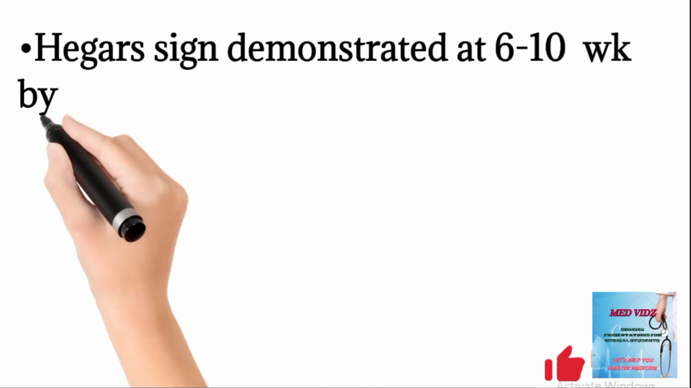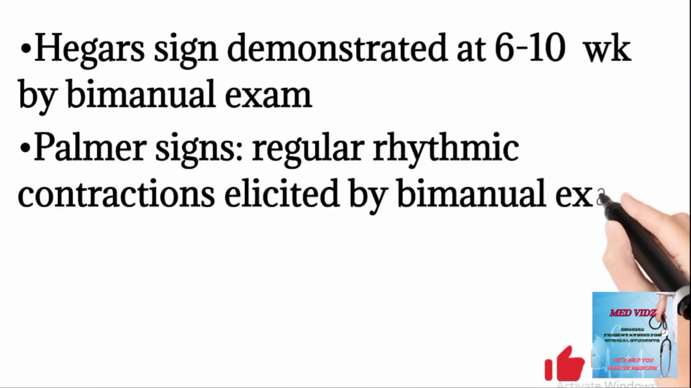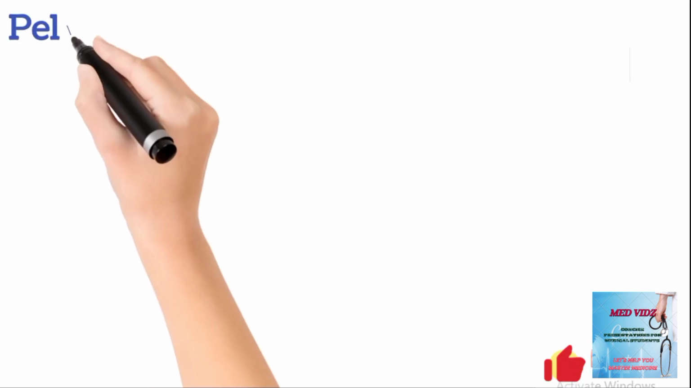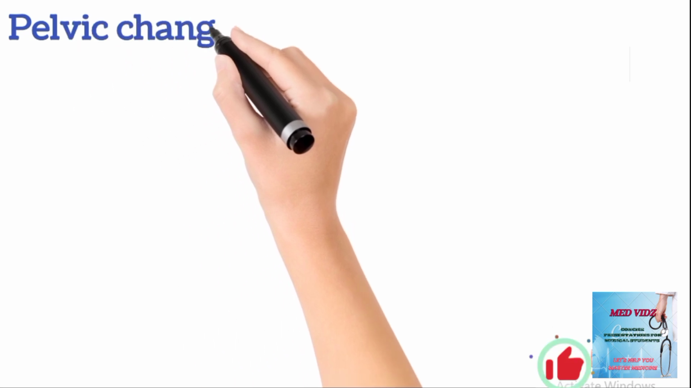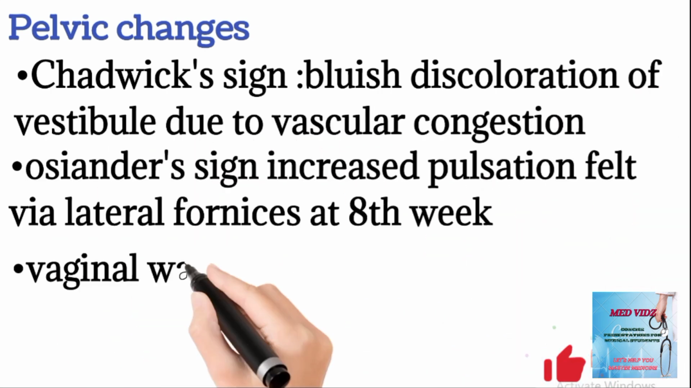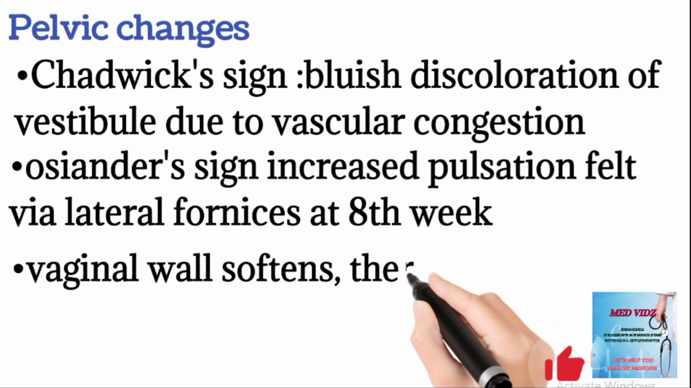And then we have Hegar's sign, which can be demonstrated at around the 6th to 10th week. And then you also have pelvic changes that occur during pregnancy. One of them is Chadwick's sign, which is the bluish discoloration of the vestibule and anterior vaginal wall due to vascular congestion. You have Osiander's sign, which involves increase in pulsation felt via the lateral fornix at the 8th week.